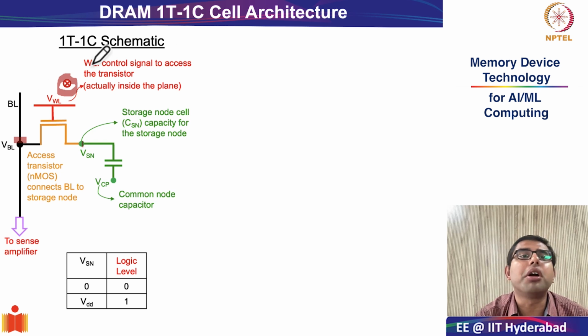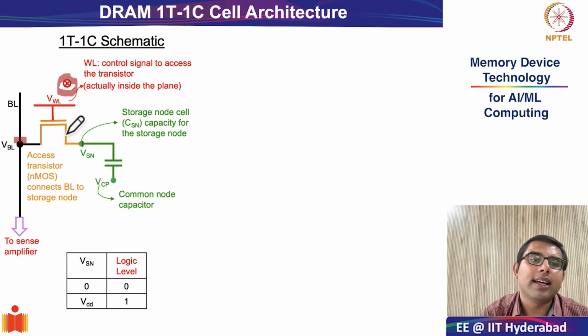Whenever the word line is asserted, the access transistor gets turned on, and now the storage node is connected to the bit line through this NMOS transistor. Whatever information is to be read in or written out is controlled by the peripheral circuitry.